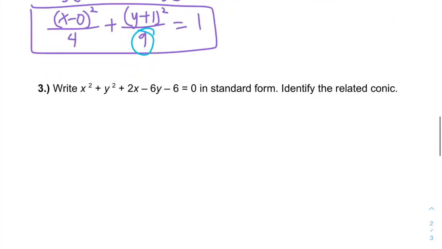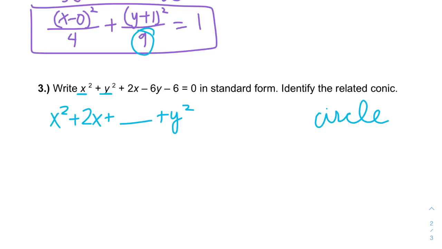For this next problem, I'm looking at the squared terms, and they both have the same coefficient, and they're both positive, so I know that this is going to be a circle. And we're going to need to complete the square because we have 2 x terms there, and then we have our 2 y terms, and I'm going to add the 6 over to the other side.